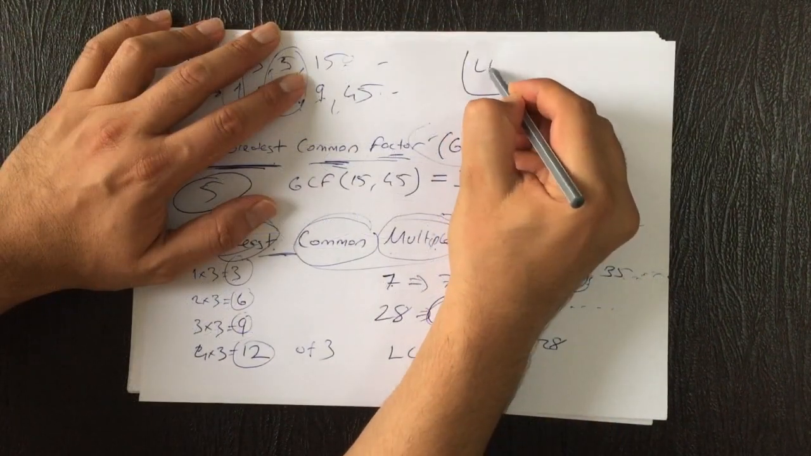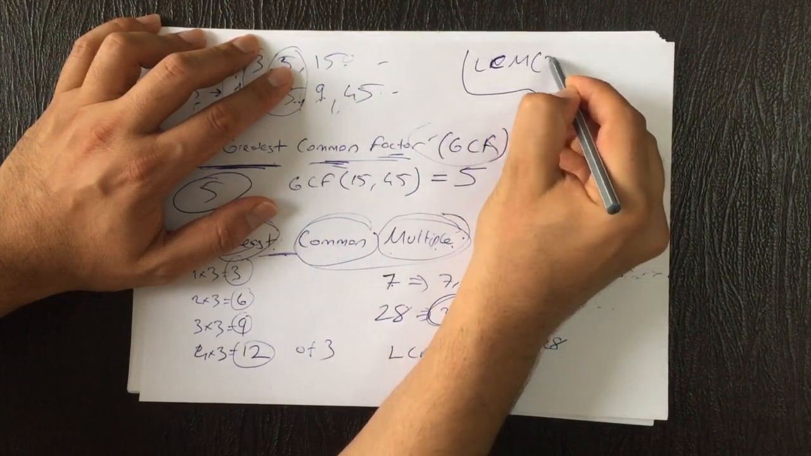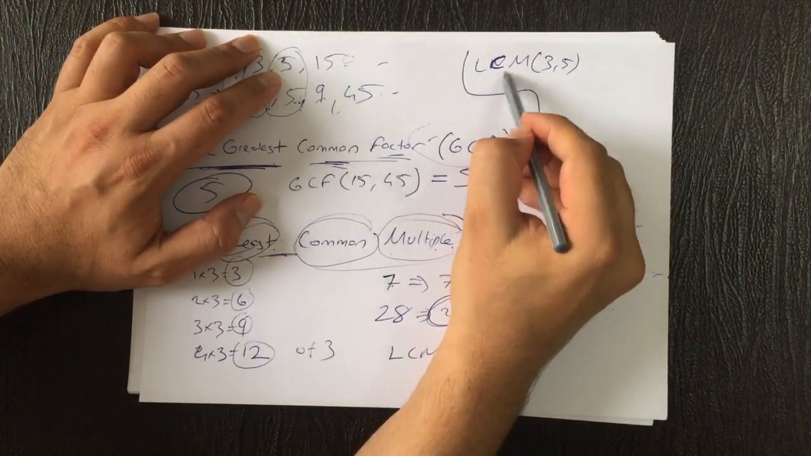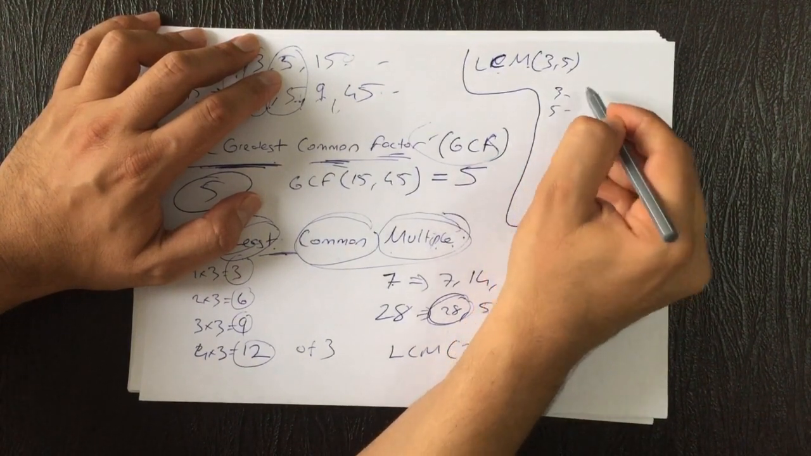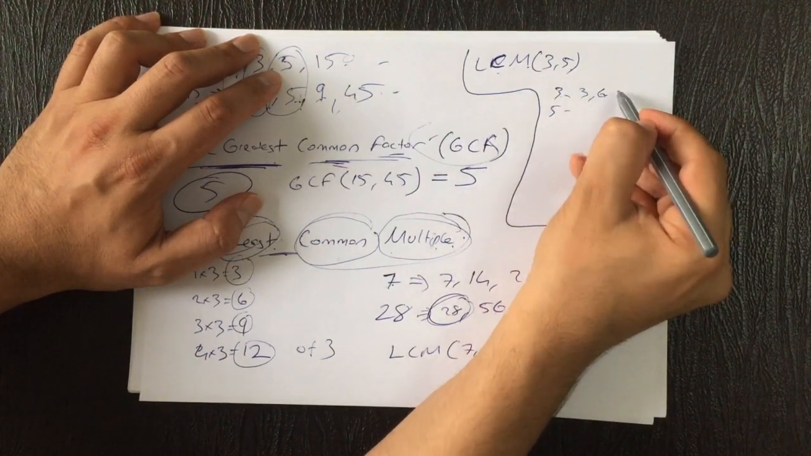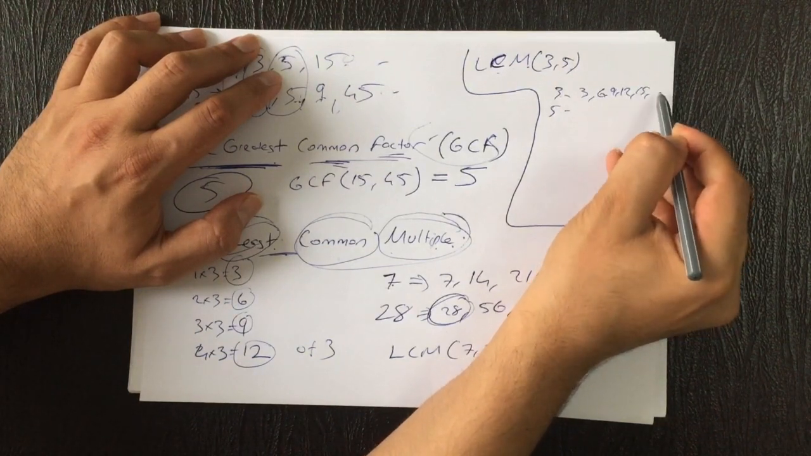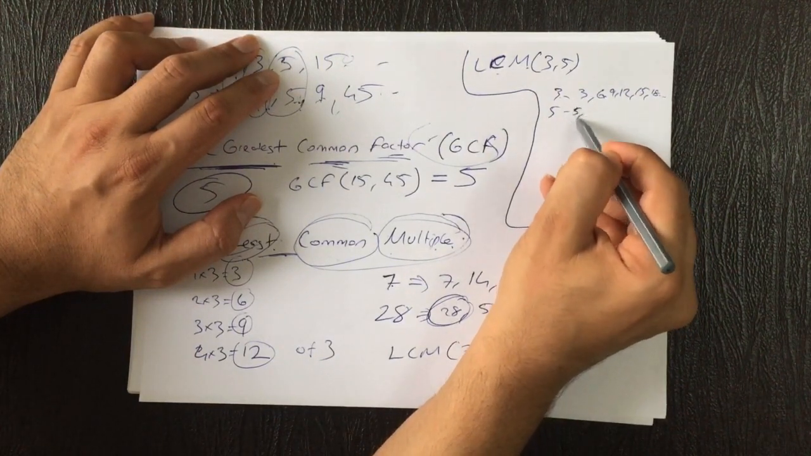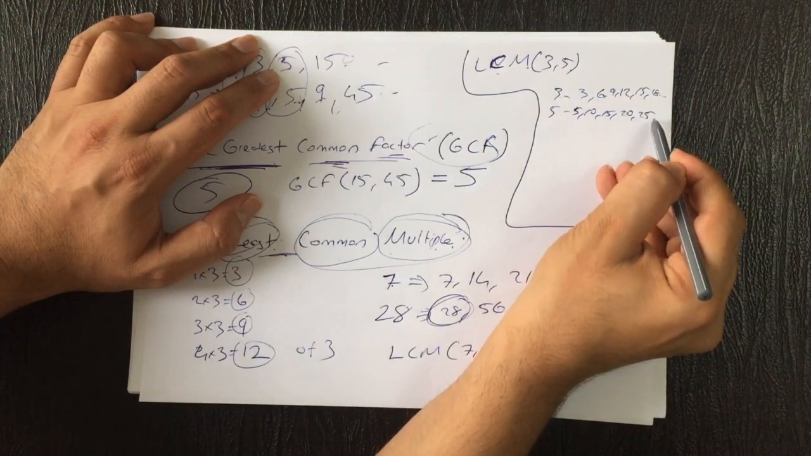And for example, LCM of 3 and 5. How can I find it? So the least common multiple I have to find. Write 3, then write 5. Okay, then go to the 3. Write the multiples of 3: 3, 6, 9, 12, 15, and 18. It's going on. Okay, write 5: 5, 10, 15, 20, 25.